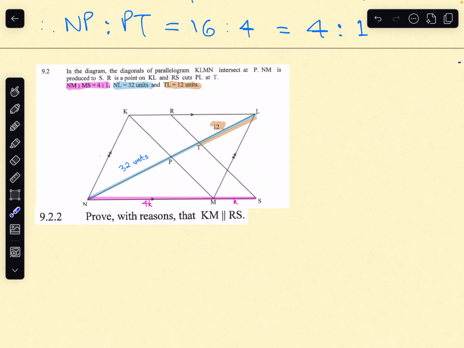What? Was I not just here? I guess I didn't look under triangles. I looked under similarity. Okay.